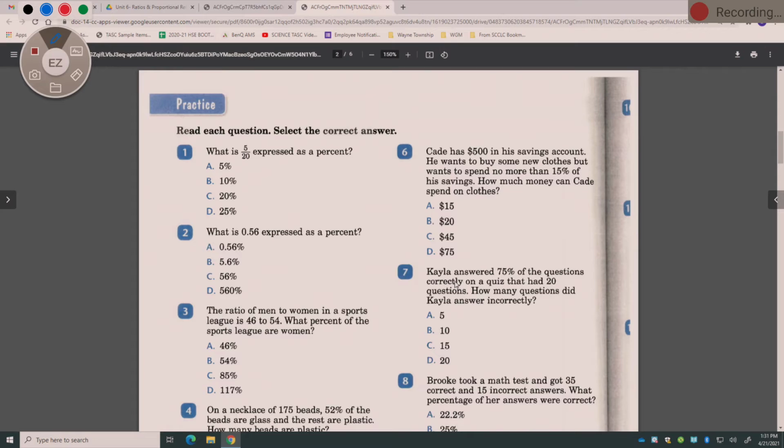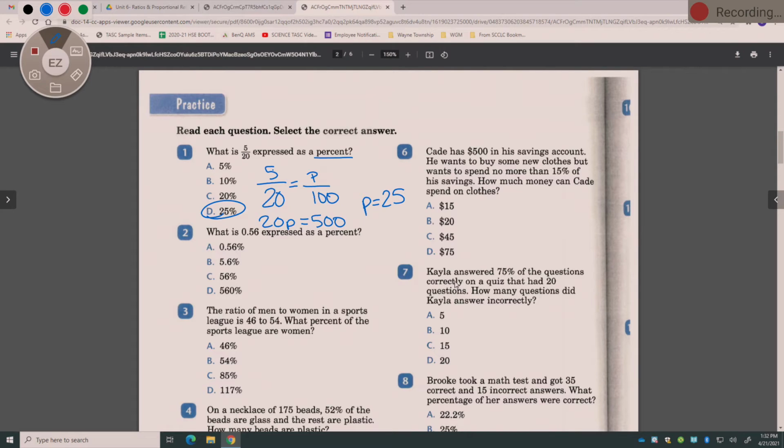So what is 5/20 expressed as a percent? Well, remember, percent is always over 100. So basically what they're asking is, what's this number right here? And all we've got to do is cross multiply. 20 times P equals 5 times 100. And then we divide both sides by 20, and we get P equals 25, 25%.